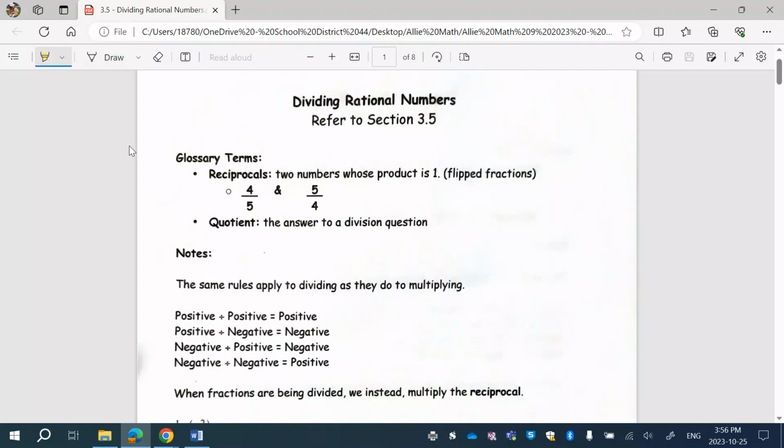So first, some glossary terms: reciprocals. You might hear me refer to this colloquially as the flip. Okay, so you might just hear me say, flip the second one, or the flip. But it's two numbers whose product is 1.